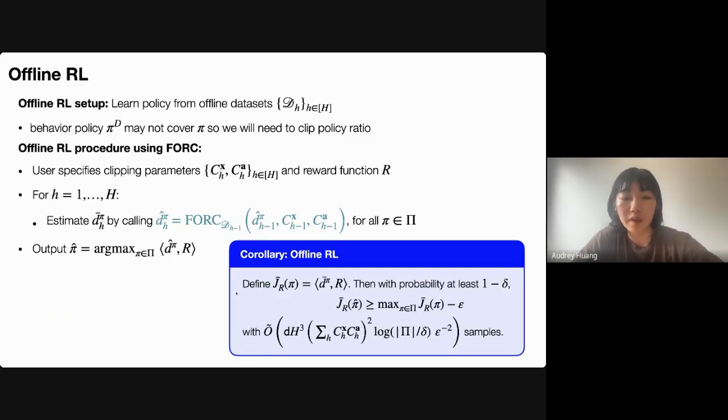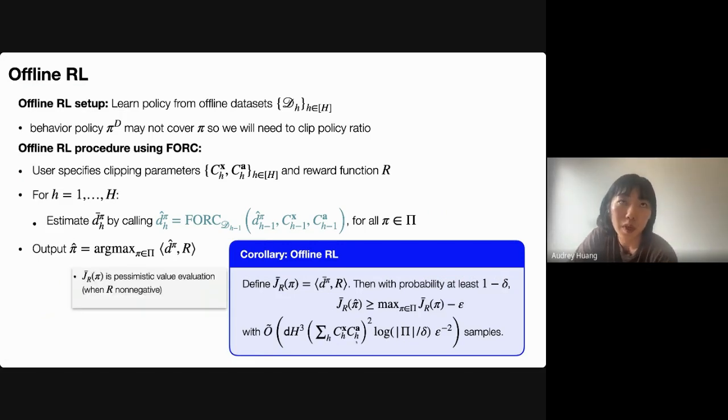In this case, we have to define the expected return differently. So this is j bar r pi, and that's the inner product between d bar pi and r. And the result says that with high probability, the j bar r of pi hat is within epsilon of the maximum possible j bar r. And the sample complexity involves this Cxh and Cah instead.